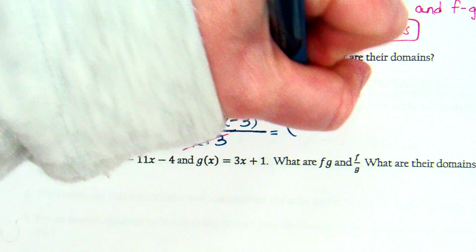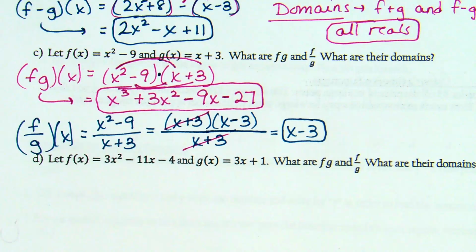Huh? She circled it. That's a weird looking circle. I boxed it as in that's the final answer of F divided by G. Yes, Caitlin. I have a random question.